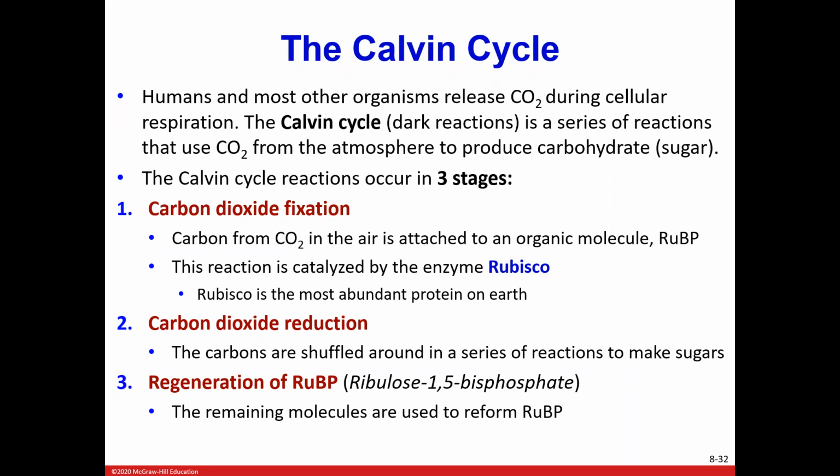All right, so then the next step is carbon dioxide reduction. So we're going to add electrons to this carbon. At the same time, hydrogen will go with the electrons. And basically what we're going to be doing is making a carbohydrate. This carbohydrate will then be used to make sugar.